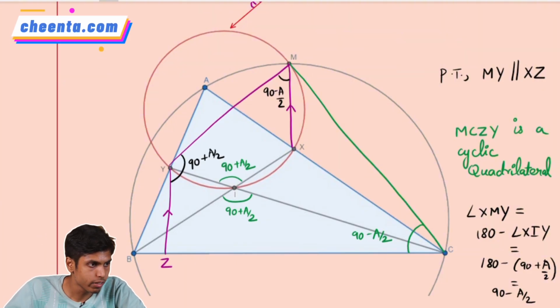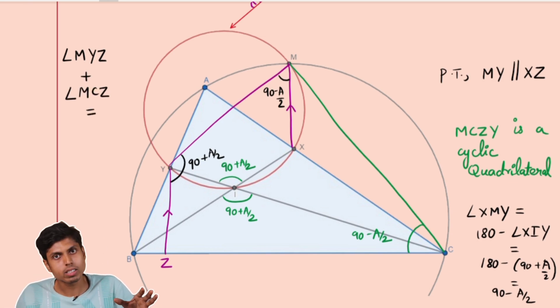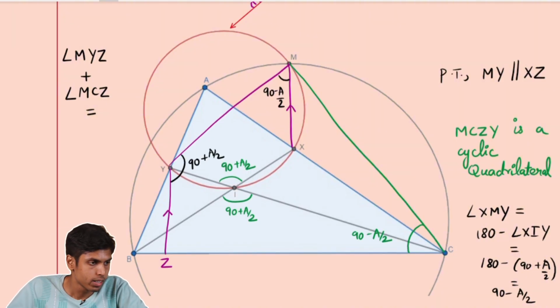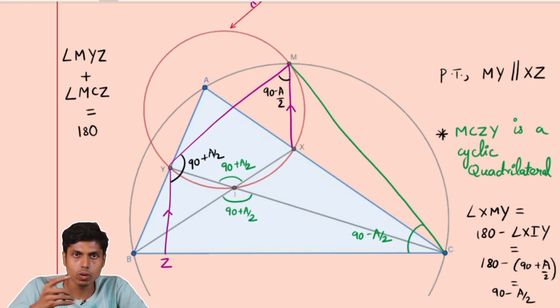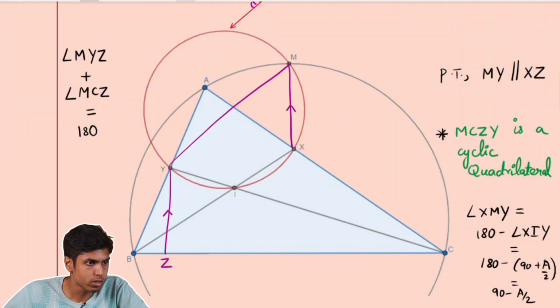And that's it. We get angle MYZ plus angle MCZ equals 90 plus A/2 plus 90 minus A/2. Both add up to give you 180 degrees. This means the quadrilateral MCZY is cyclic. Alright, this is proved, and it is also simple angle chasing. Let's now think about some other four points.